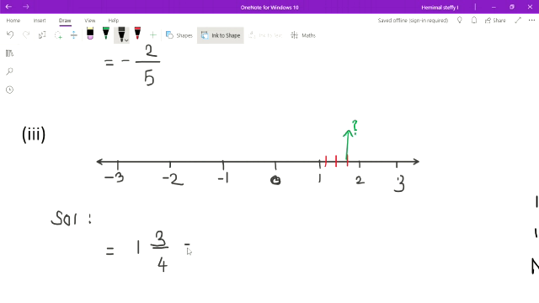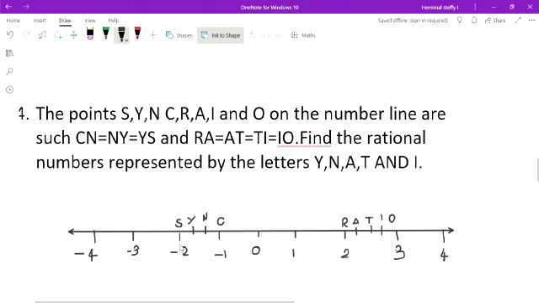So what is the value here? 1 4s are 4. 4 plus 3 is equal to 7. So 7 by 4. So that question mark place, what is the rational number? 7 by 4. Is it clear, children? Very easy that sum. Next sum, we're going to the fourth one.